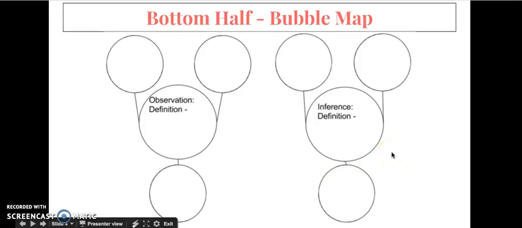You are going to add more circles again. There are a lot of circles you can add because there are a lot of words that talk about inference. Use your book, use your vocabulary notes, fill in the bubbles, 1 item per bubble, and then you will be finished.